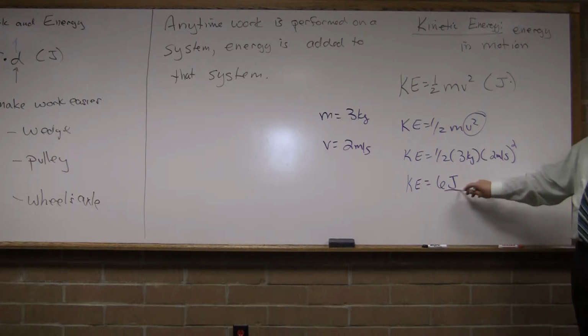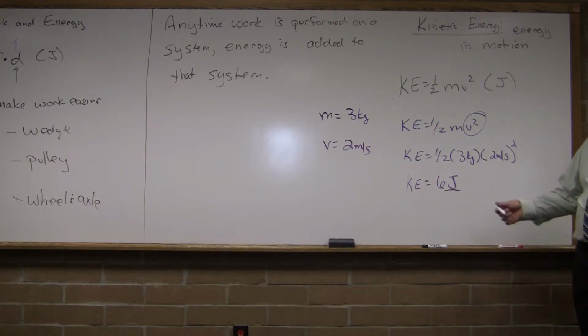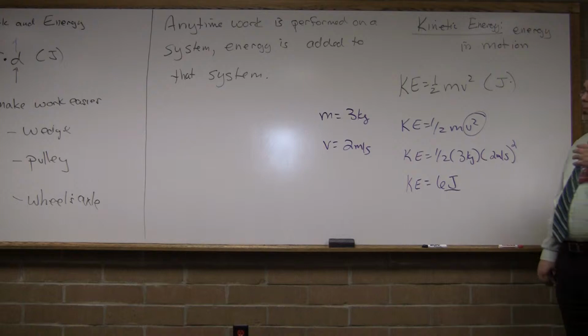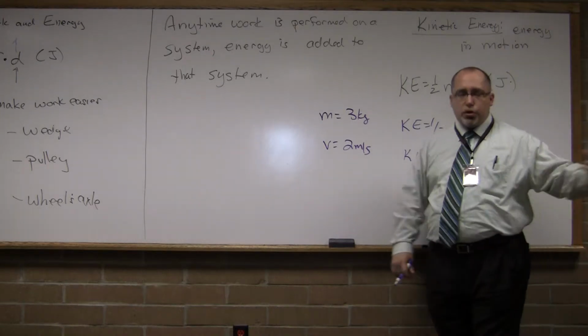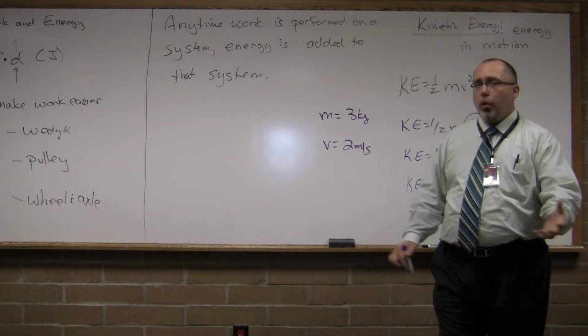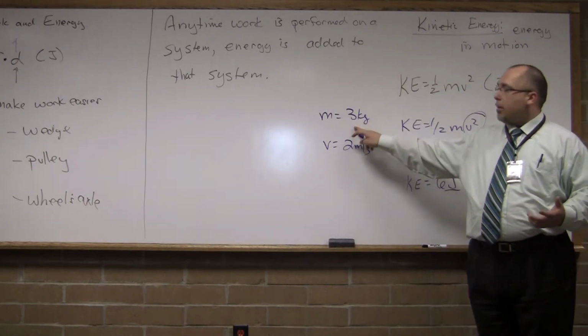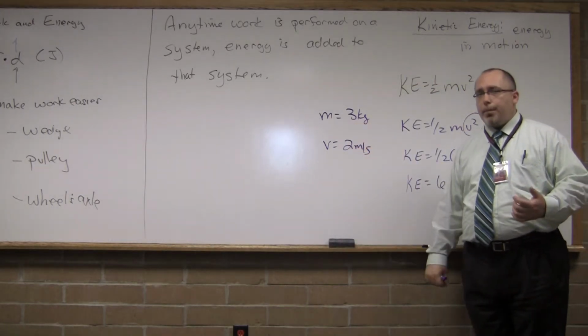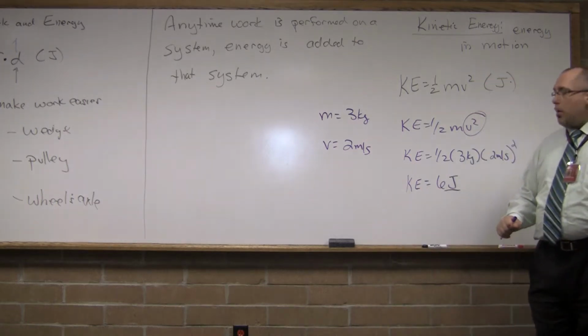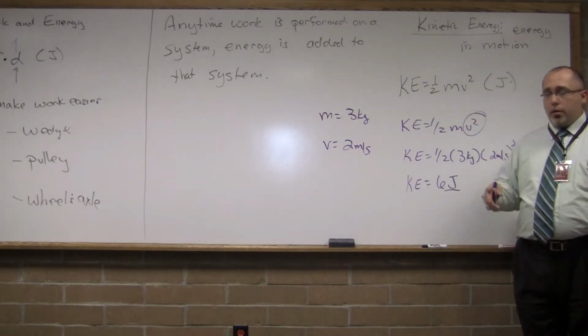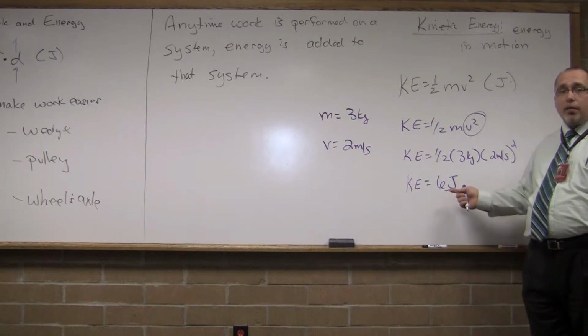Now the unit for energy, in addition to work, is also joules. So say for instance, whenever I push an object, I've done work to it, or I'm pulling it across a room. Say that was the case here, I was pulling a 3 kilogram object across a room at 2 meters per second. At that point, I've done 6 joules of work. How do I know? Because it has 6 joules of kinetic energy.